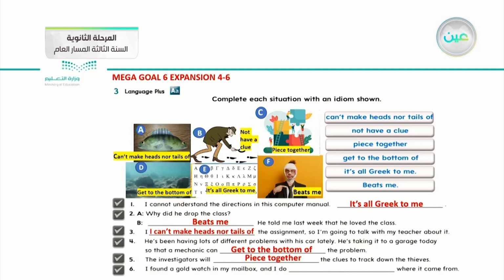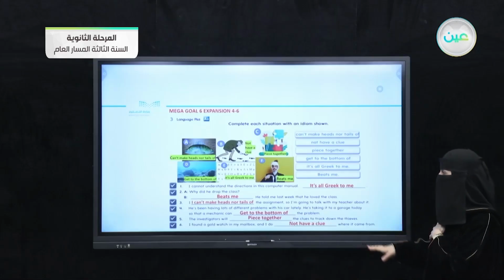Number 6, I found a gold watch in my mailbox, and I do not have a clue where it came from. I do what? What do you think it is? I do not have a clue, because this is something unusual, something they didn't know who sent it. We can use "not have a clue" if you didn't have any information about the sender.